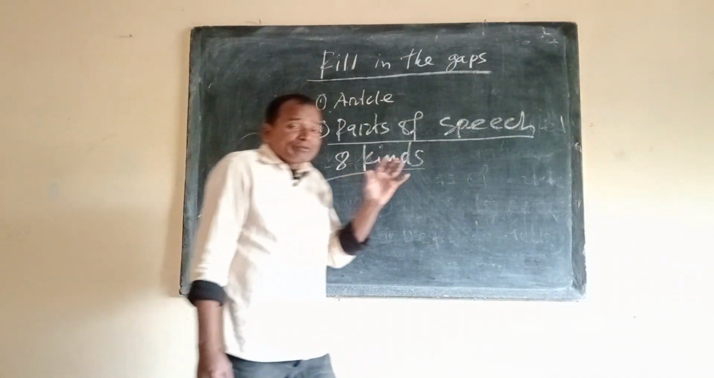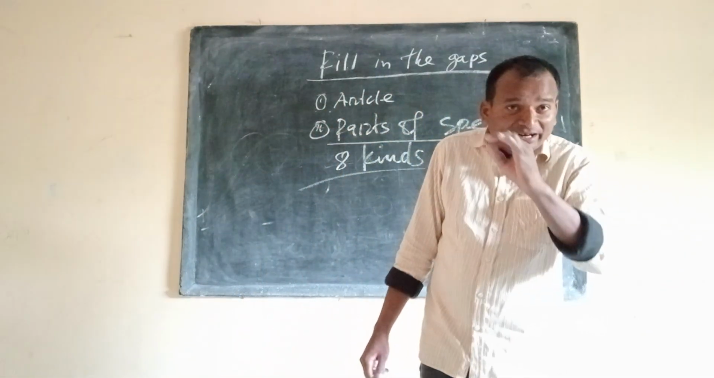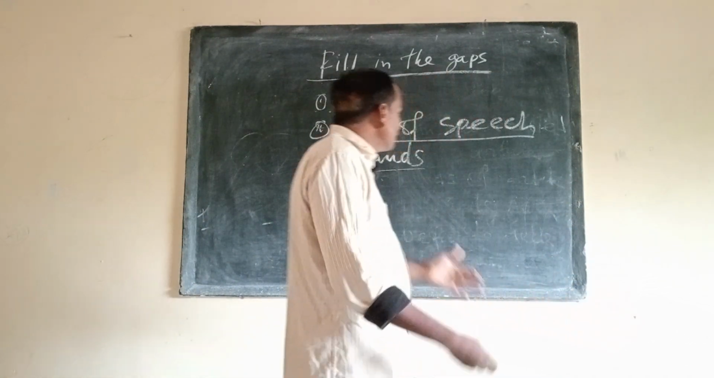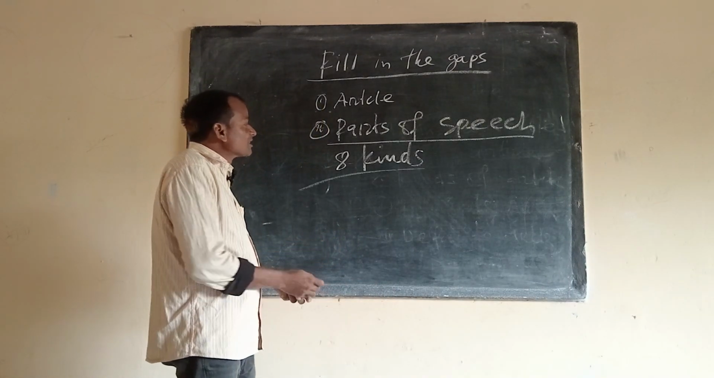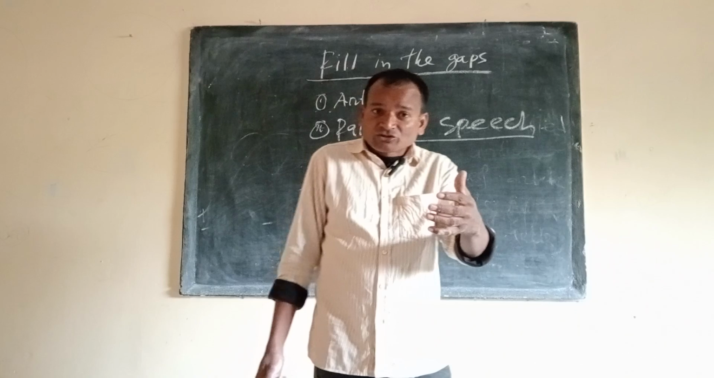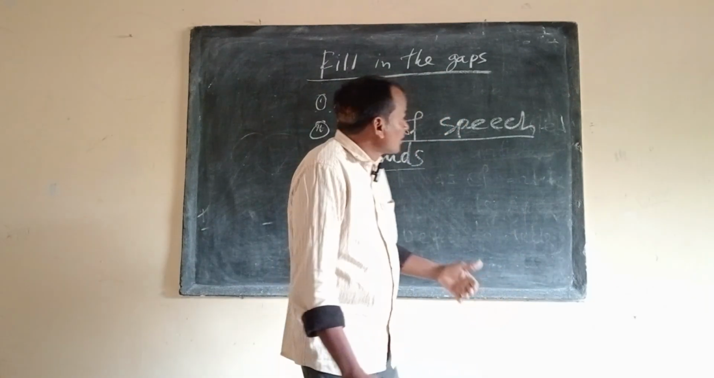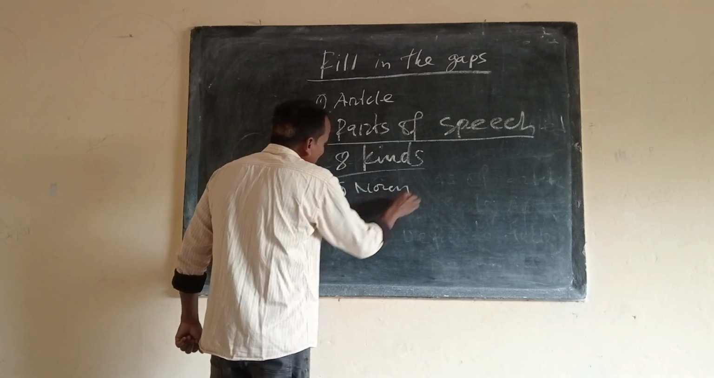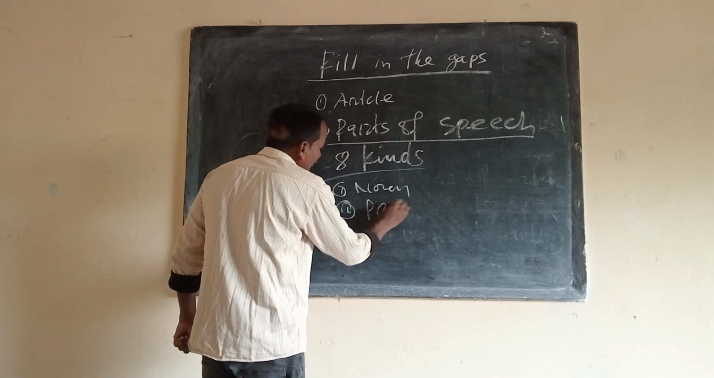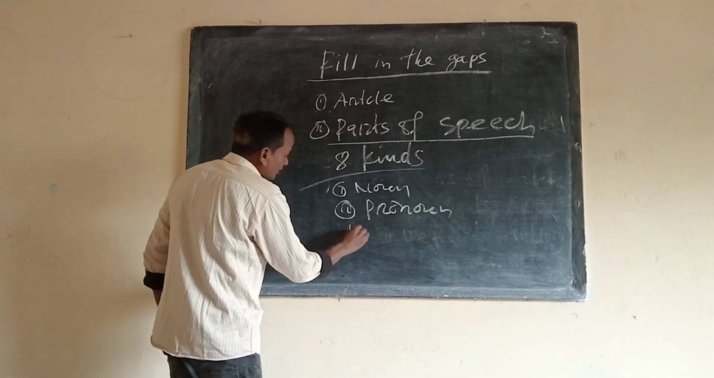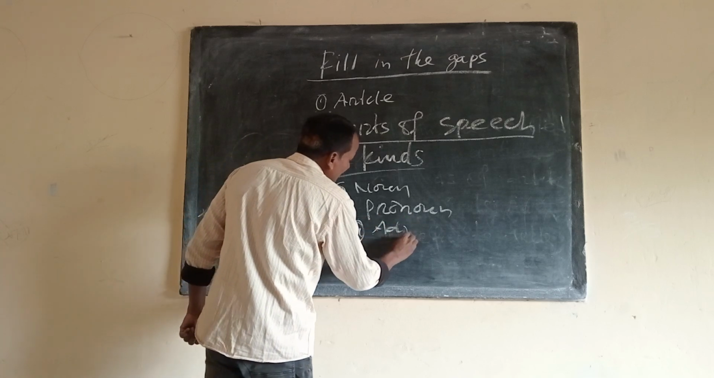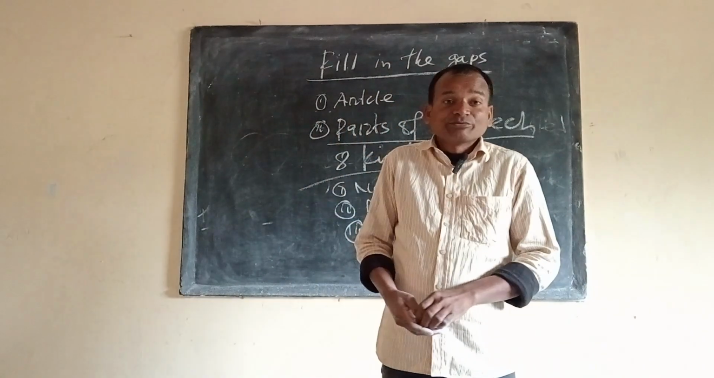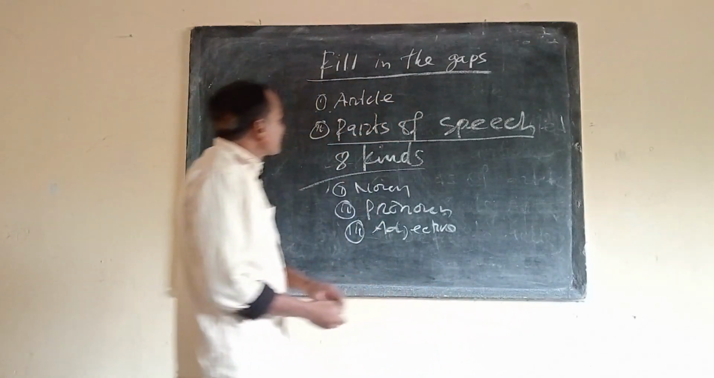Now, many of you have known only the names of the parts of speech, but it is not enough for our gap filling. We need to know detail about the parts of speech. When we know detail about the parts of speech, it will be helpful for filling the gaps. Now, what is called noun? We need to know detail about noun. Number 2, what is called pronoun? We need to know detail about pronouns. Now, what is called adjective? We need to know detail about the adjective. Without knowing detail, it will be tough for us to fill in the gap.